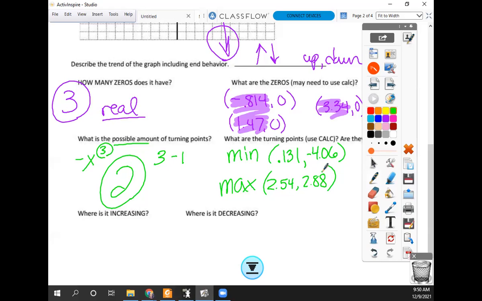You guys did really well with the minimum. Does anybody need help finding the max? Okay, cool beans. Ready for the hardest part of the whole thing? The calculator keystrokes are hard to learn, but not hard once you get this part. This is the conceptual part that's very difficult: this whole increasing and decreasing thing.